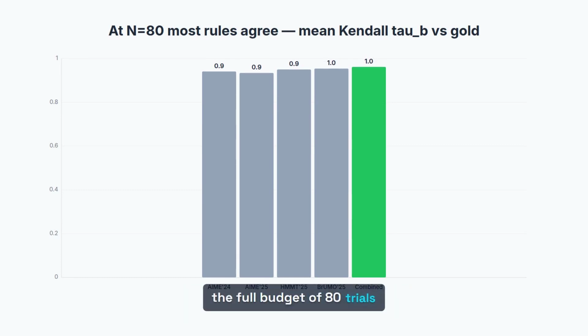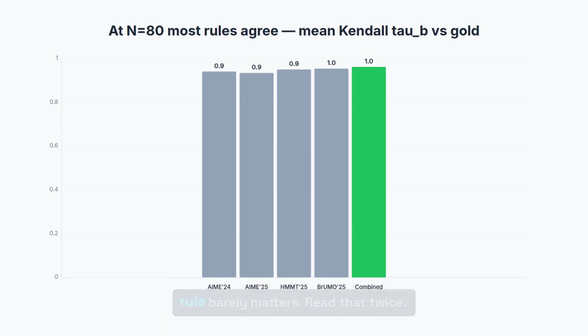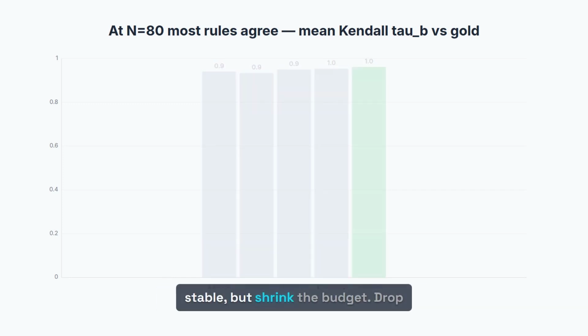At the full budget of 80 trials, most methods agree with the gold standard. The mean Kendall tau is between 0.93 and 0.95 on each benchmark, 0.962 combined. On HMMT 25, 34 of the 72 methods recover the exact ordering. At high budget, the choice of ranking rule barely matters. Read that twice. At high budget, leaderboard rankings are stable, but shrink the budget.